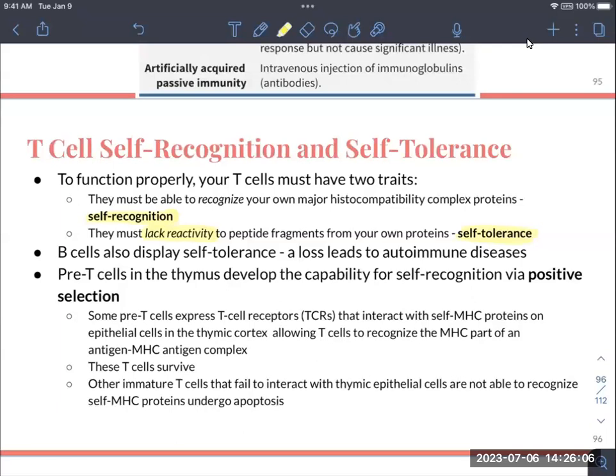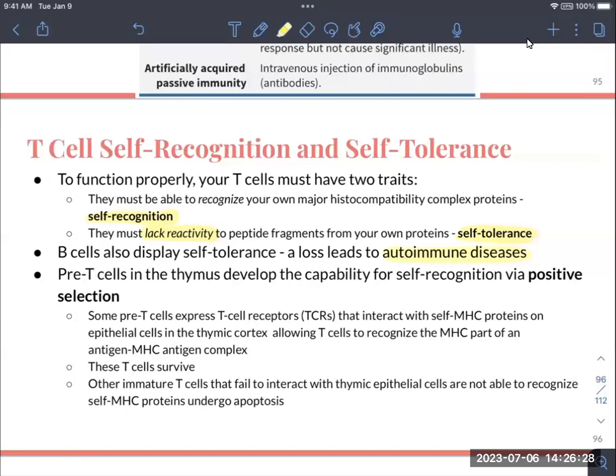These T cells can identify your own cells, so they're not going to activate and react to your own cells. B cells also have self-tolerance, but if they lose that self-tolerance, that's what causes those autoimmune diseases that we mentioned earlier.